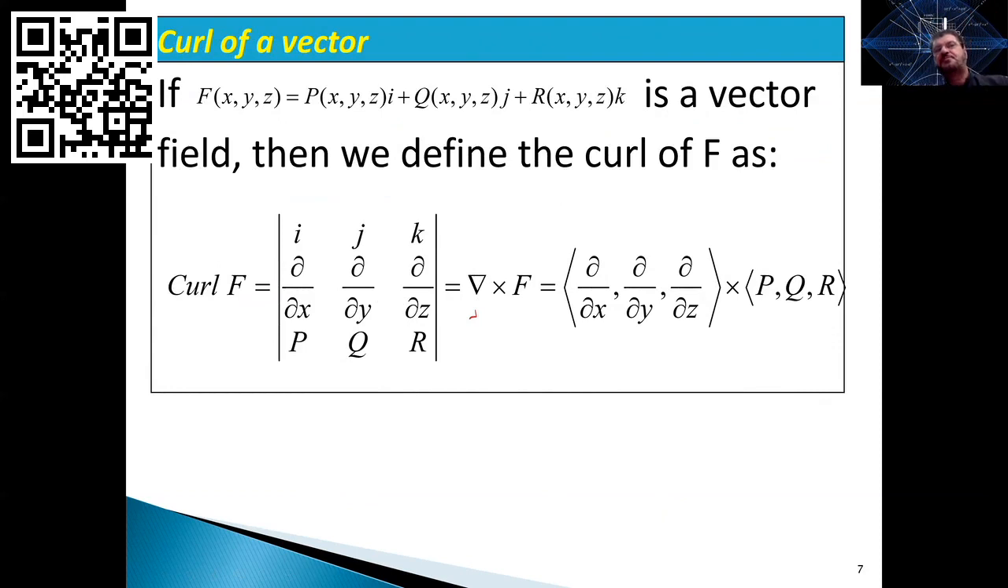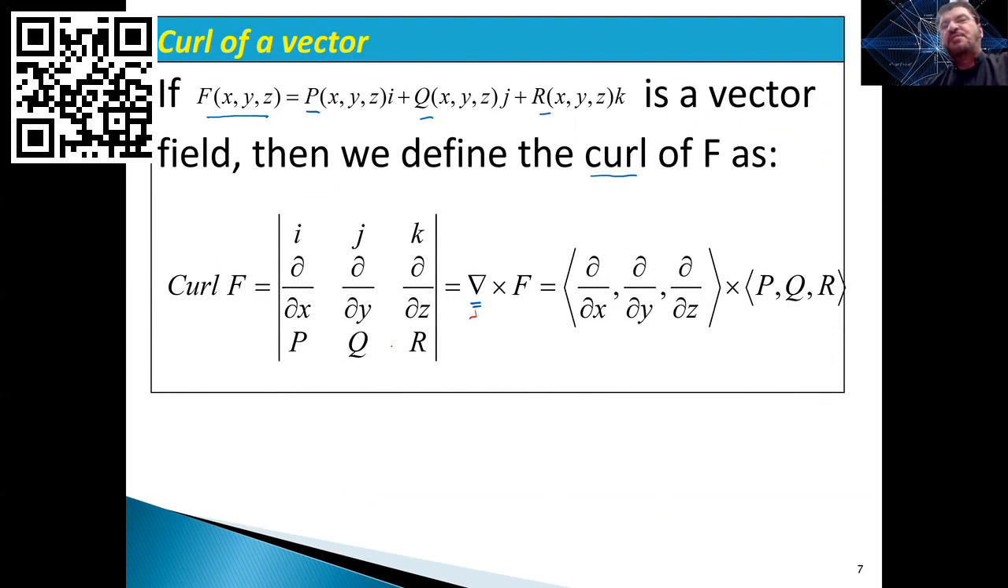Now, let's suppose I have a vector field in three-dimensional space. I'm going to define what's called the curl of f. What's the curl of f? The curl of f is exactly the determinant of i, j, k. Then the middle row, all of this, is the del operator. The last row is the components P, Q, and what? And R. So this is the field itself.